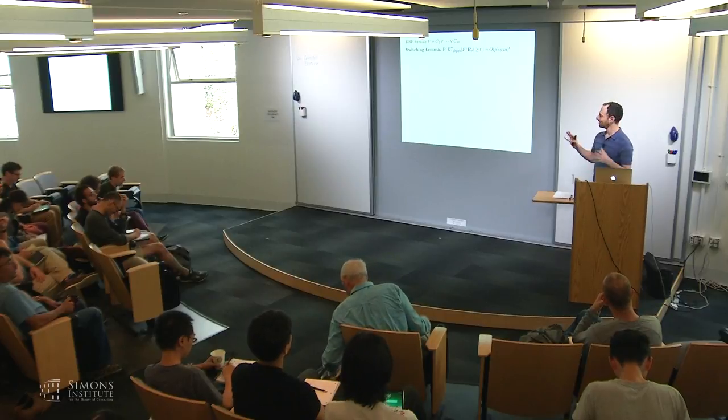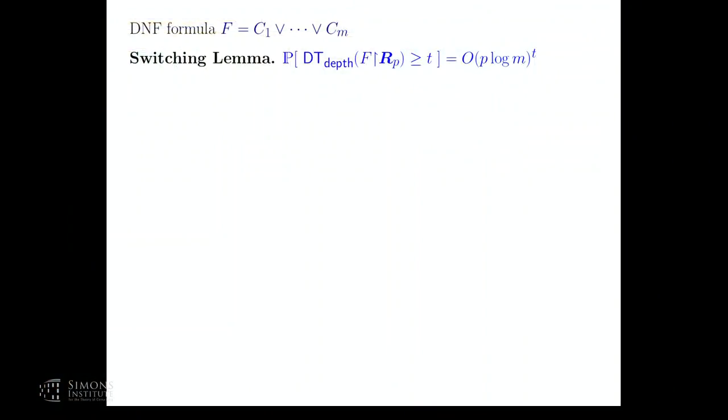So now I'll show the main technical result in the talk. I'm going to give a proof of this switching lemma in terms of the DNF size. As before, F will be an M-clause DNF. Recall that Håstad's switching lemma, the classic switching lemma, said that if F has width K, then we get a bound of the form (O(pK))^t. So what we're going to do, similar to what we did with average sensitivity, is replace width with log of size.